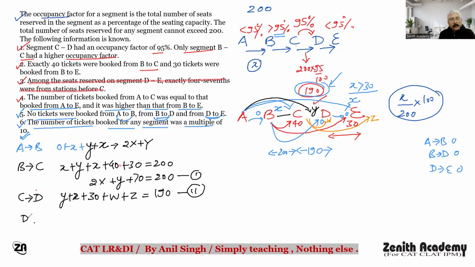And now between D to E. D to E: this X, okay, this Y had already got off here, this X, this 30 and this Z. X plus 30 plus Z. The occupancy was less than 95%, so you can say less than 190. 95% is 190. It is less than 95%. It is less than 190.